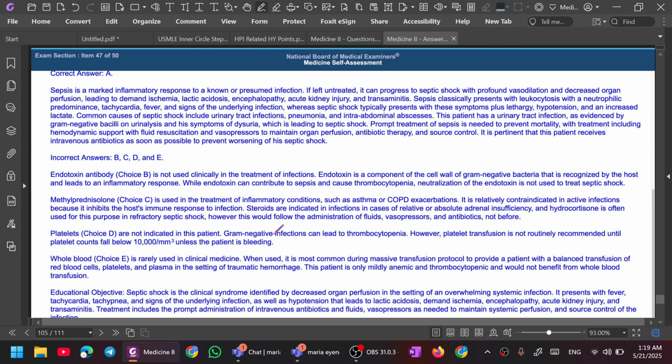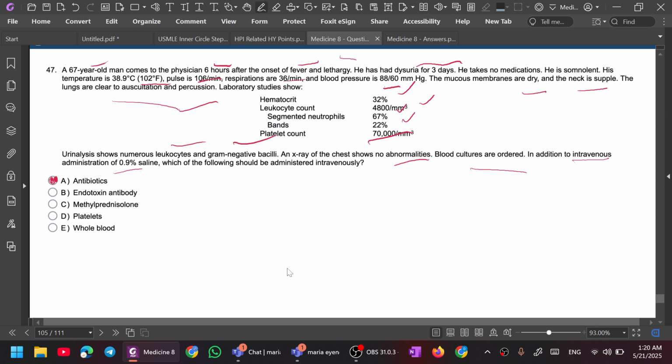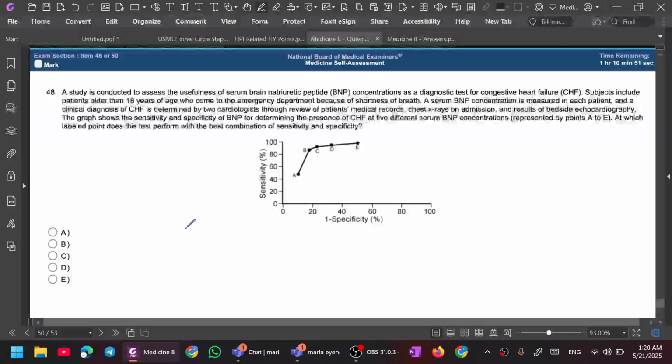Prompt treatment of sepsis is needed to prevent mortality, with treatment including hemodynamic support with fluid resuscitation and vasopressors to maintain organ perfusion, antibiotic treatment, and source control. It is pertinent that this patient receive IV antibiotics as soon as possible to prevent worsening of his septic shock. Platelets are not indicated in this patient. Gram-negative infection can lead to thrombocytopenia. However, platelet transfusion is not recommended until the count falls below 10,000, unless the patient is bleeding.